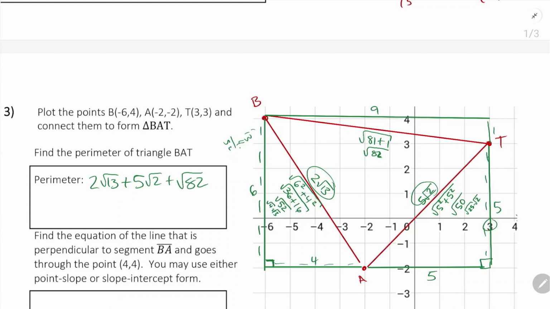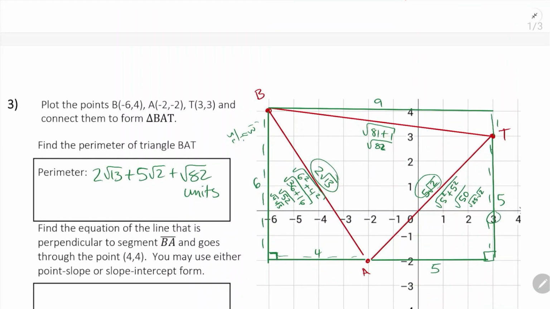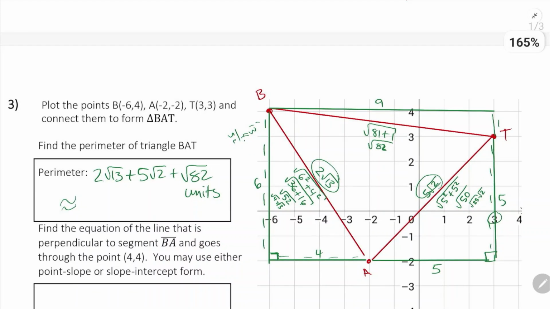Now, these are not pretty numbers, but if you left it that way, that would be fine. It's nice to indicate that these are units. It's a length. It's not square units, it's linear units. You could turn this into a decimal also if you consulted your calculator and hit that button with the double arrows. It would tell you that this is about 23.34 units.